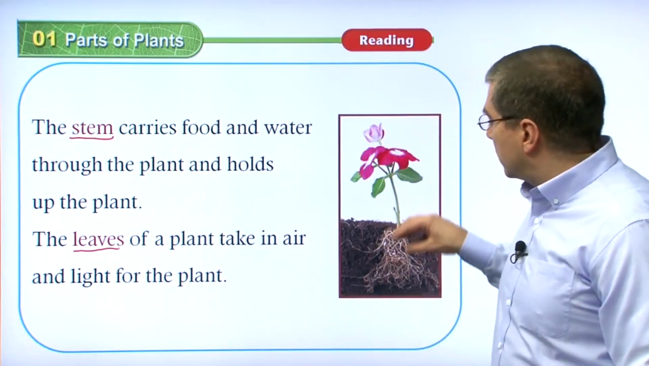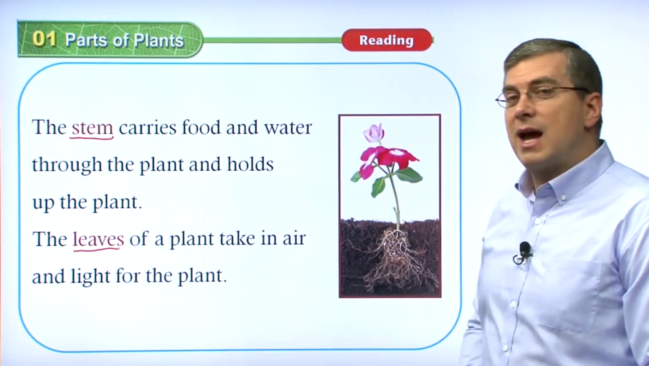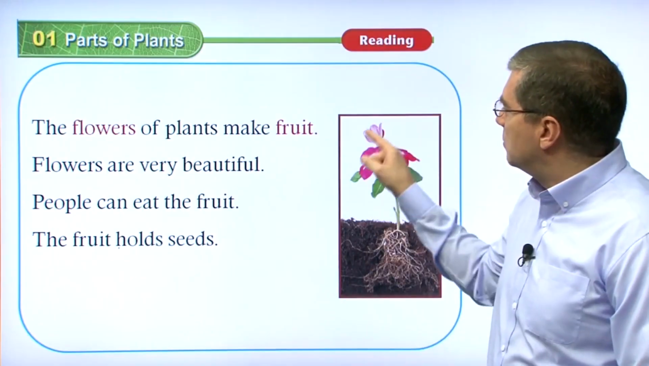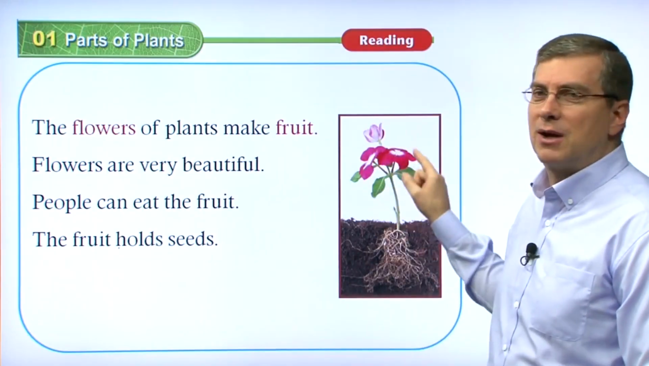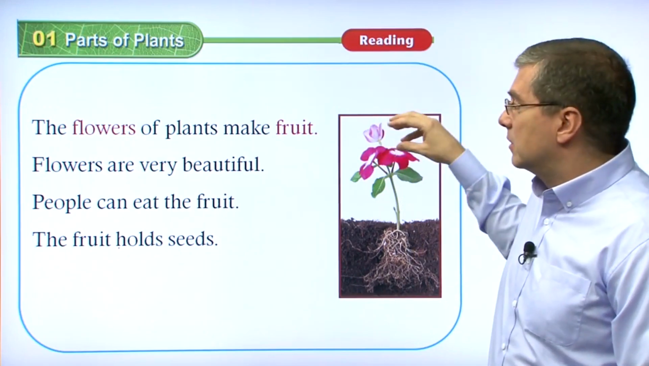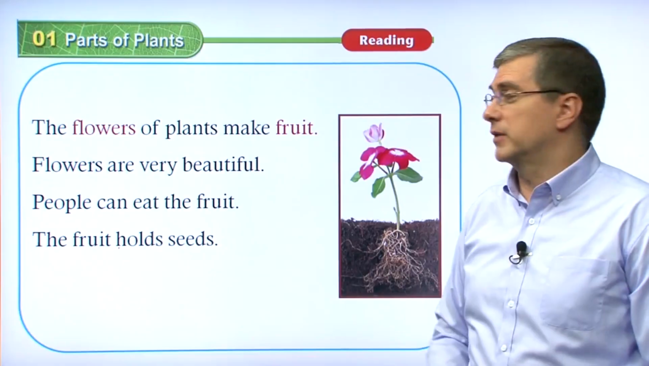So we've started with the roots. We've talked about the stem. We're on the leaves now. What would the next part of the plant be? That's right, this beautiful part of the plant right up here. And that's at the top. That's at the very top of the plant. That's towards the end of our discussion about the parts of the plant.